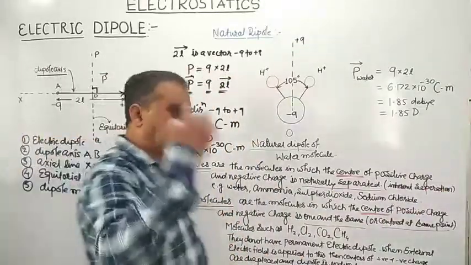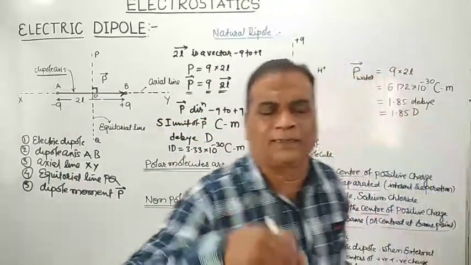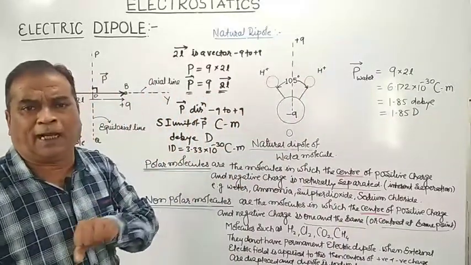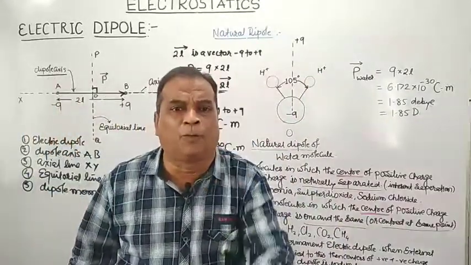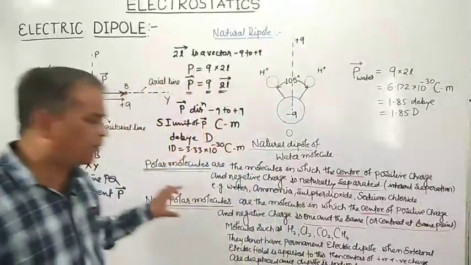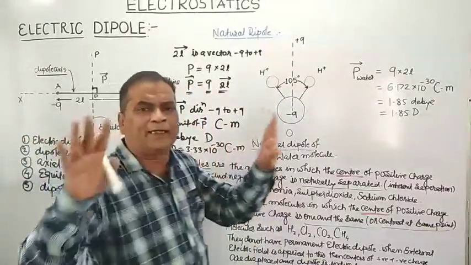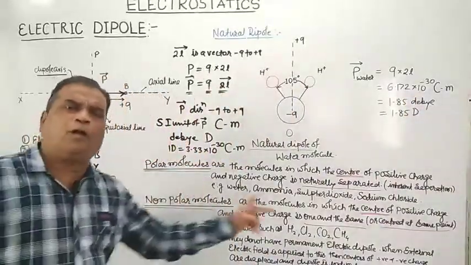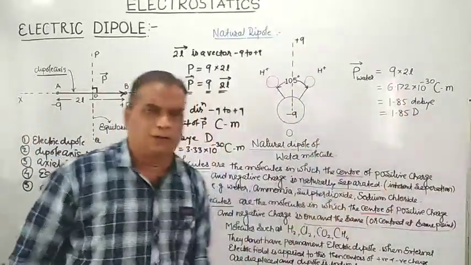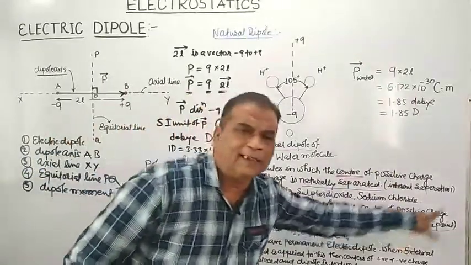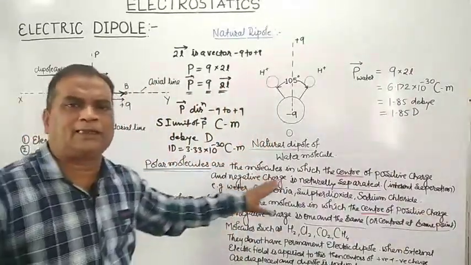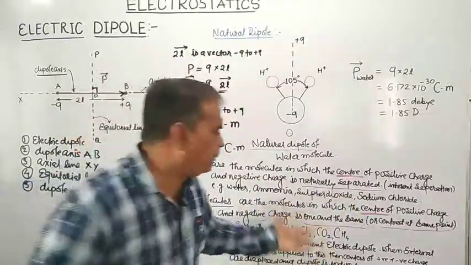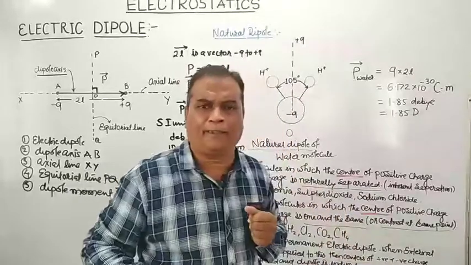Whereas there is another type of molecule known as a non-polar molecule. Remember, only for polar molecules do we have a permanent electric dipole moment, whereas for non-polar molecules we do not have a permanent electric dipole moment. So what are non-polar molecules? Non-polar molecules are the molecules in which the centers of their positive charge and negative charge are one and the same, effectively centered at the same point.